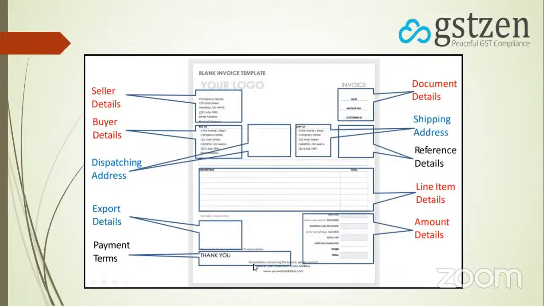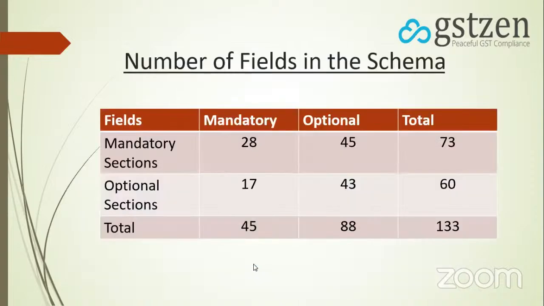Then if you are shipping to a different address or supplying your goods from a different address, you have to provide shipping address and dispatch from address as well. If you are exporting, you will be providing export details as well. There are mandatory sections and optional sections, as well as within mandatory sections, you have mandatory fields and optional fields.